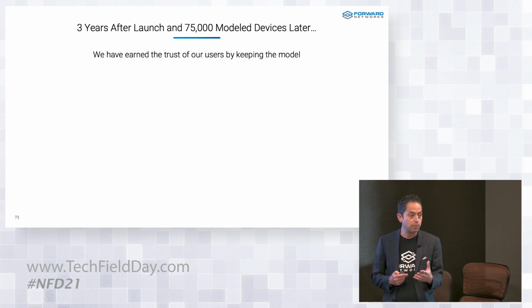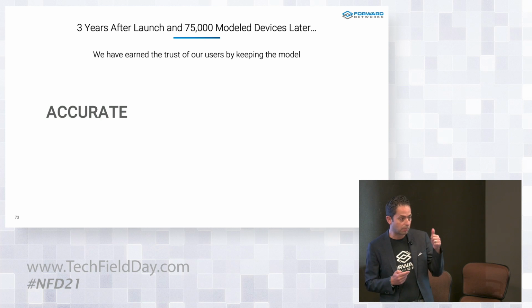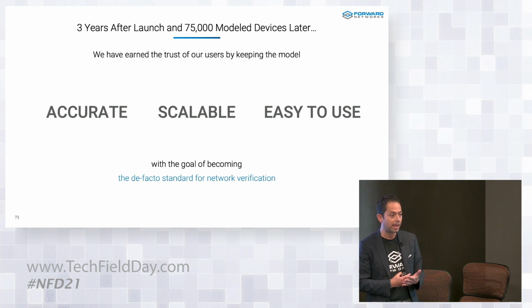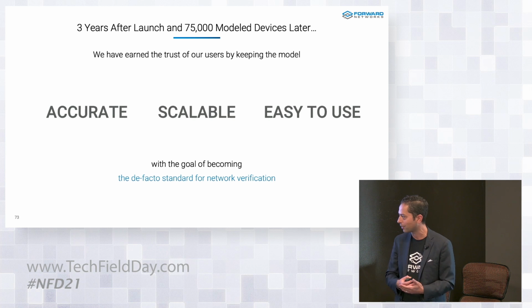And at this point, we believe that we have earned the trust of our customers, and we keep earning that trust. We want to make sure that the model remains accurate, remains scalable, and it's always easy to use. And we want to make sure that we become the de facto standard for network verification. This is our goal. As a product manager, this is my goal every time I show up at work every morning, okay?